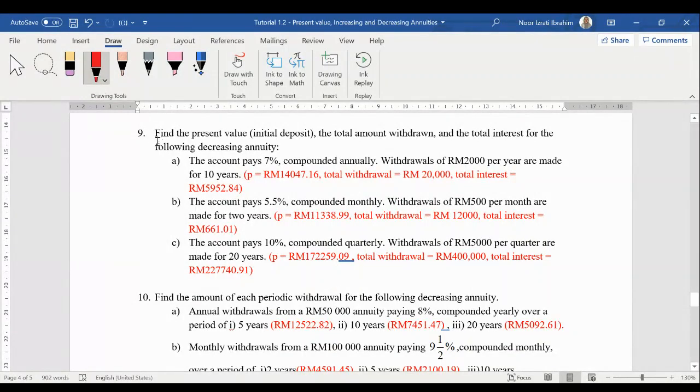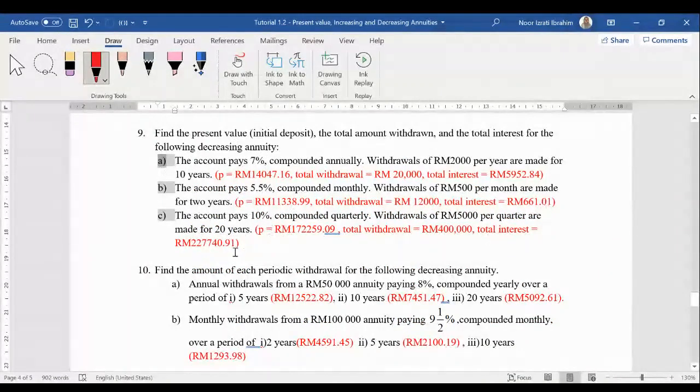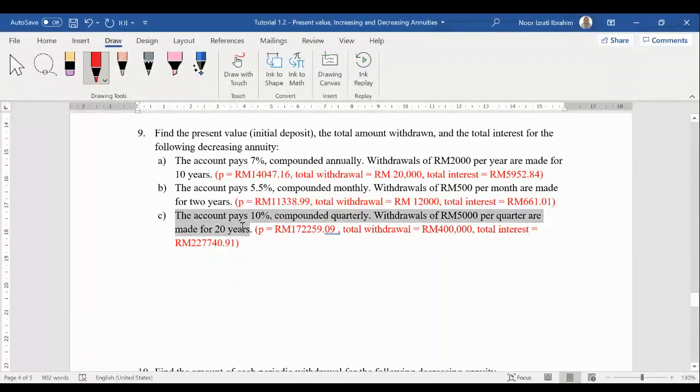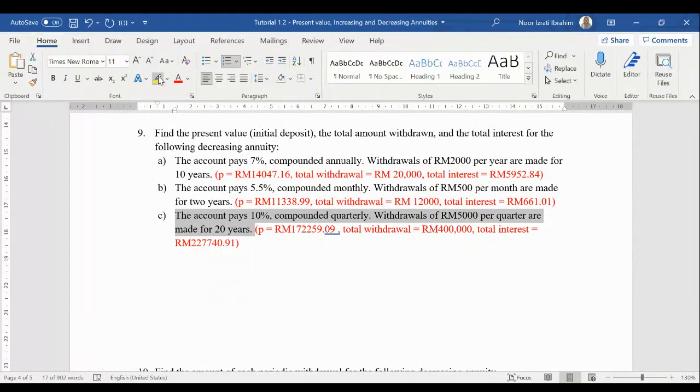The first one, number 9: find the present value or initial deposit needed, the total amount withdrawn, and the total interest for the following decreasing annuity. I will just discuss one out of 3 here, maybe question number 3, the C. A and B, you try yourself for practice. The account pays 10% compounded quarterly. Withdrawals of 5,000 per quarter are made for 20 years. So we want to find the present value.